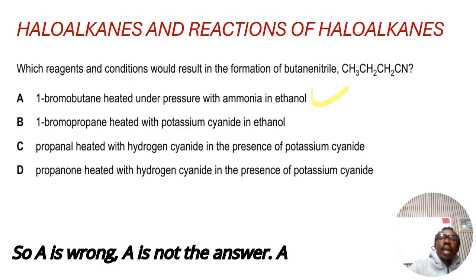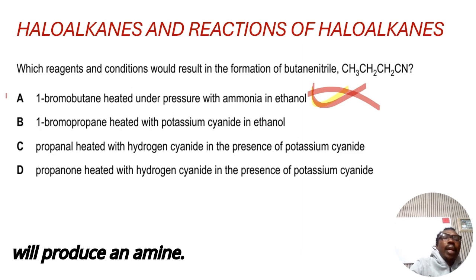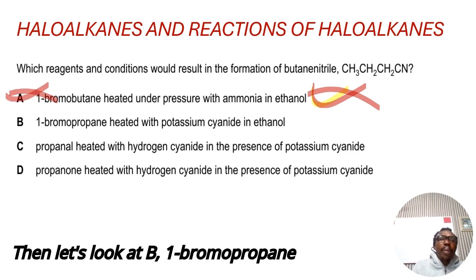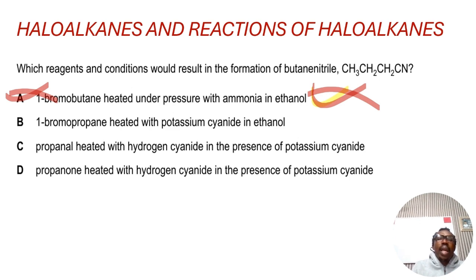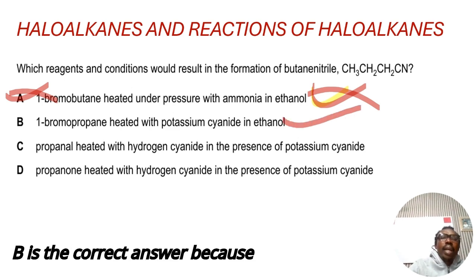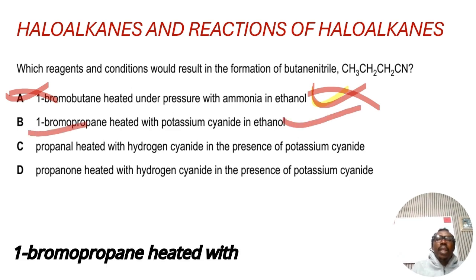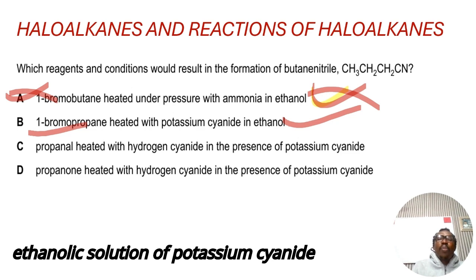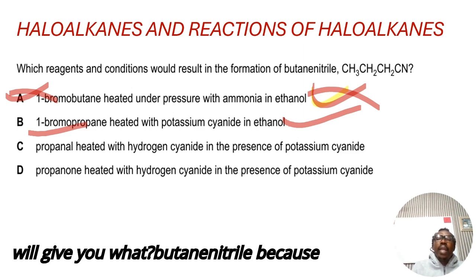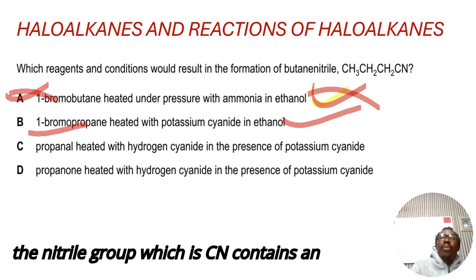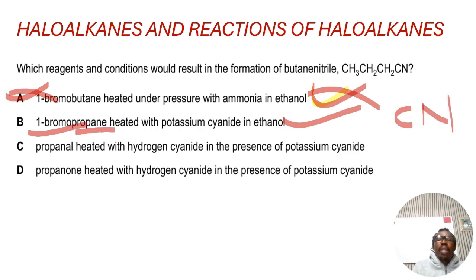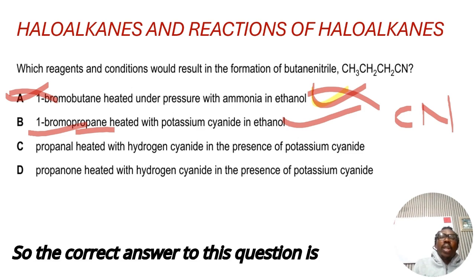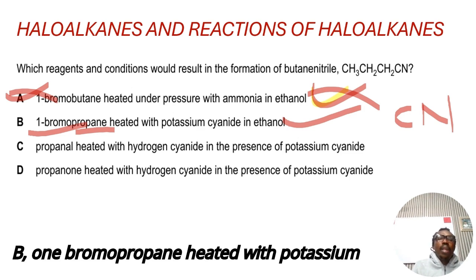A is not the answer. A will produce an amine. Then let's look at B. 1-bromopropane heated with potassium cyanide in ethanol. I think B is the correct answer because 1-bromopropane heated with an ethanol solution of potassium cyanide will give you butane nitrile, because the nitrile group, which is CN, contains an extra carbon, even though you are starting with 1-bromopropane. So the correct answer to this question is B.